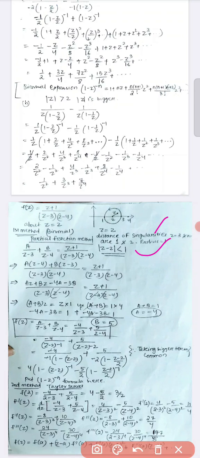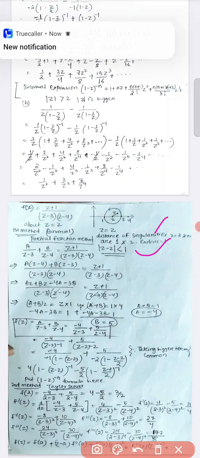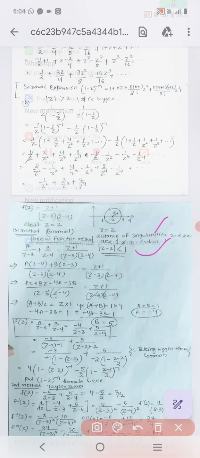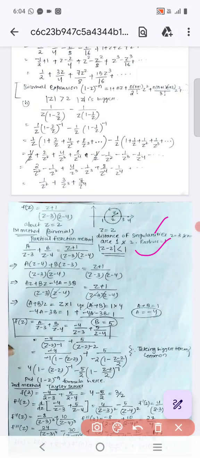Then apply the binomial series here. 1 plus n by z plus n into n plus 1 by z square plus n into n plus 1 into n plus 2 by z cube. And here also 1 plus 1 by z plus 1 by z square plus 1 by z cube. Then solve the series. We will get the required series.